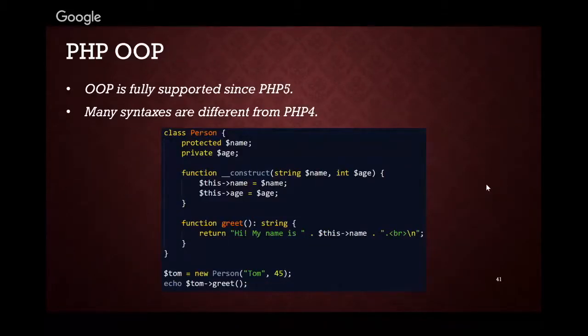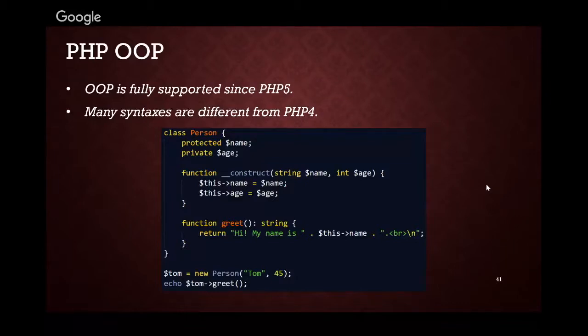Actually, OOP is only fully supported since PHP 5. There was support before that, but it's not really a good way of doing OOP, and many syntax are also different from PHP 4. It should be something similar to Java. You just declare a class and then you new this class. Please note that the constructor function in Java has the same name as the class name. In PHP 4, it was similar to Java.